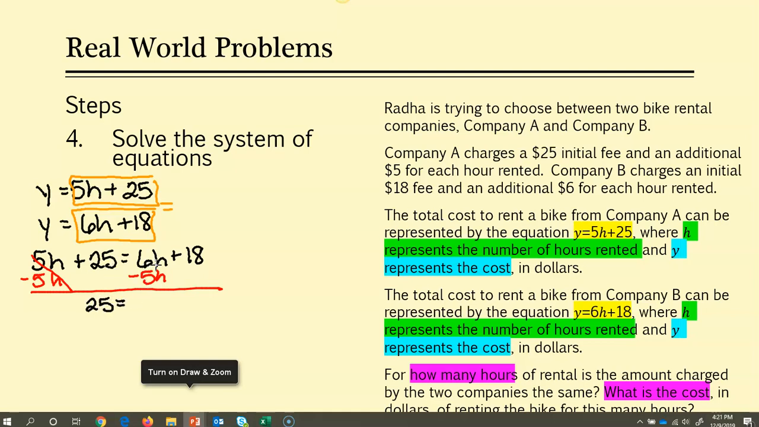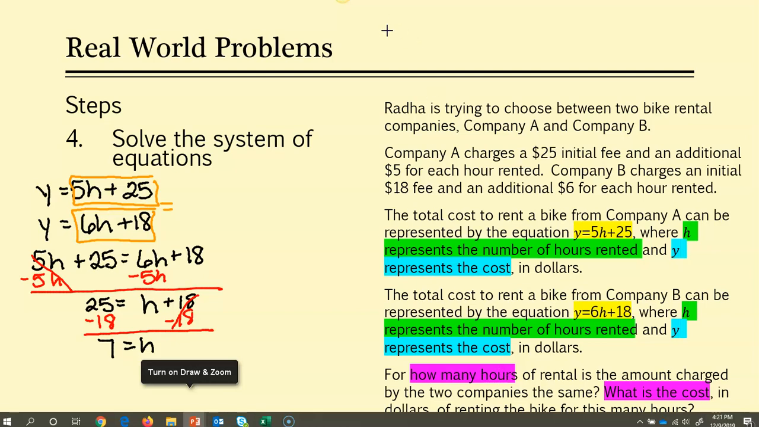Then I have 6h minus 5h. Well, 6 minus 5 is just 1. So I could put the 1, or I can just put h, because it's that ninja one we don't ever really need. So I now have 25 equals h plus 18. The 18 just came down. Now I want h all by itself, so I need to make this 18 go away. Inverse operation tells me that I need to use subtraction, so I'm going to subtract 18 on both sides. That's going to cancel my 18s on the right this time. So my h is equal to 25 minus 18, which is 7. So my h, which represents my number of hours, is 7.